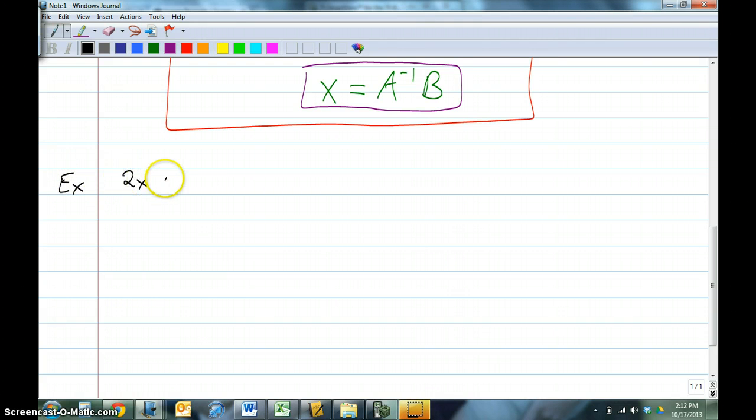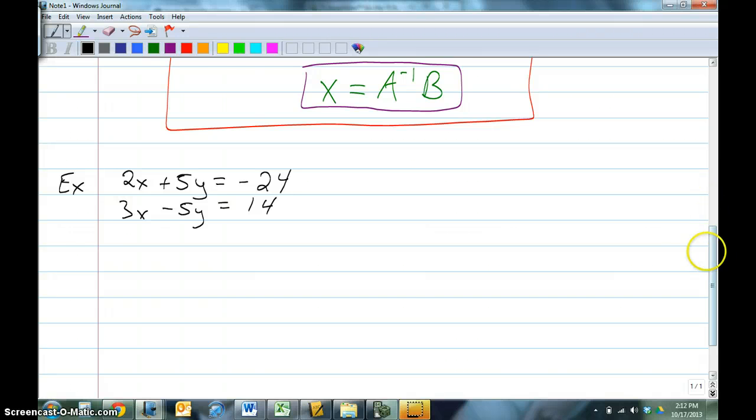Example. 2x plus 5y equals negative 24. Then we got 3x minus 5y equals 14. Now, we could solve this by elimination. And some of you could do this in your head. The y's would cancel. You have 5x is equal to negative 10. So you get x is equal to negative 2. You plug that in, and I believe it's negative 4. But here's the thing. We're going to solve this a different way. We're going to solve this by using matrices.